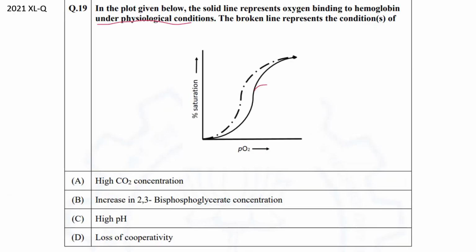So here the curve was shifting towards the left. In high CO2 concentration, the curve should have been shifted to the right, which is not the case. So this cannot be the right answer.